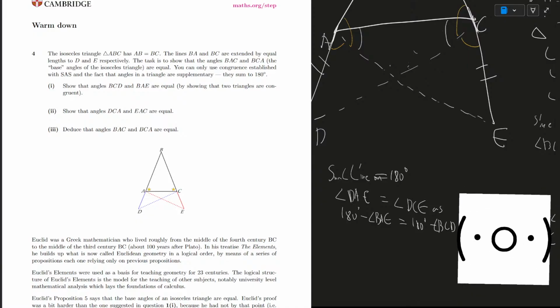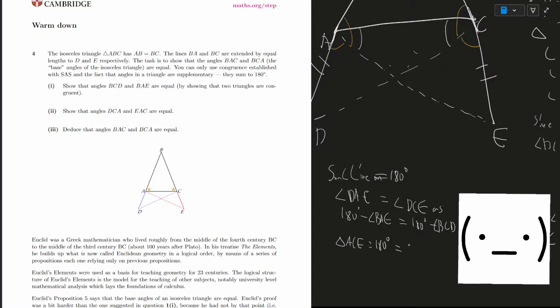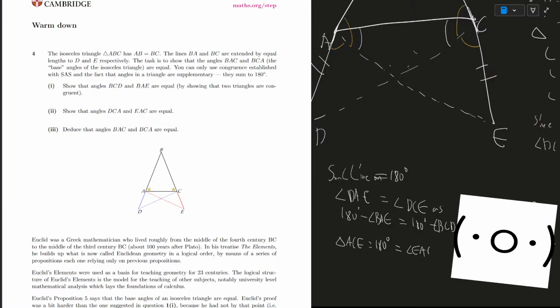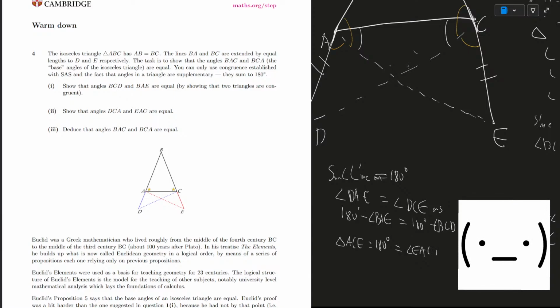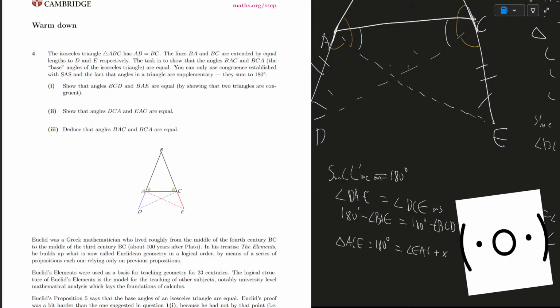Okay, I'm gonna guess that ACE equals 180 minus our desired angle, BAC, plus some x. But we don't know if these two are equivalent. Oh my days.